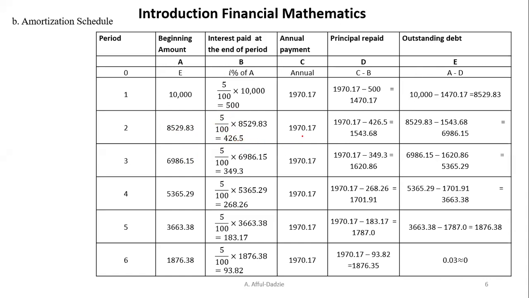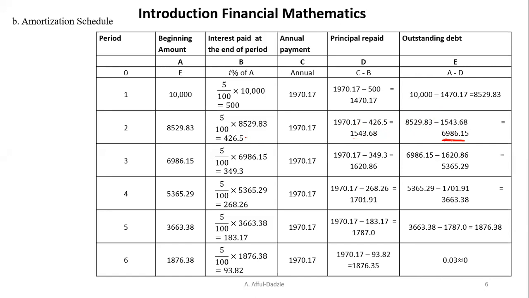So then this is our annual payment. We will now find the difference between the annual payment and the interest, and we have 1543.68. We deduct this. This is the amount that would be paid towards the loan. We take it from what we are owing as at the end of period 2, and so we have 6986.15. So if this is the end of period 2, this is what we are owing.